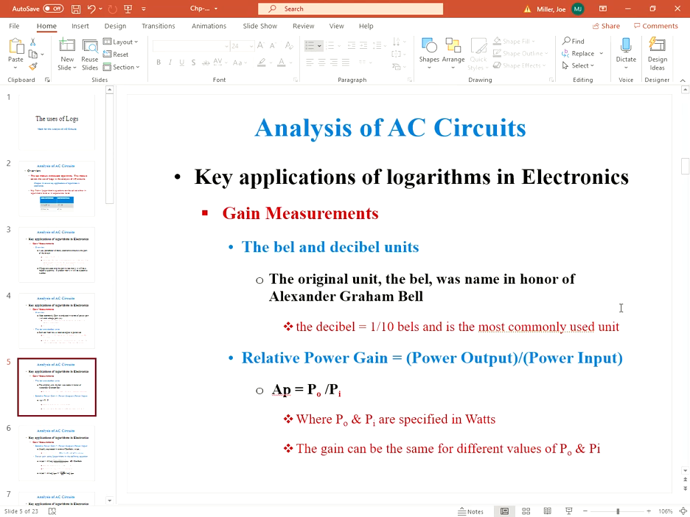Okay, now let's go back over power gain. In particular, relative power gain, AP equals P out over P in, where P out and P in are specified in watts. The gain can be the same for different pairs of values of P out and P in.